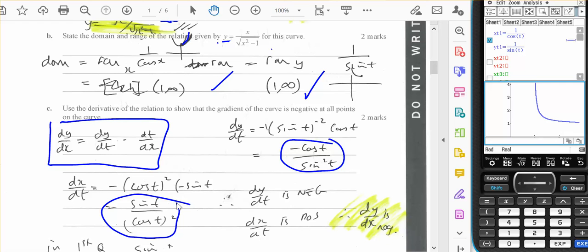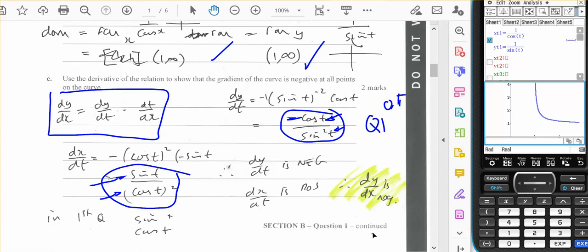Now, I want the first quadrant, quadrant 1, because t goes from 0 to pi on 2. This will always be negative, this will always be positive in the first quadrant because of the negative, and my dx/dt in the first quadrant will always be positive. Therefore, I have dy/dx is going to be negative, because I've got this which will always be negative and this which will always be positive.